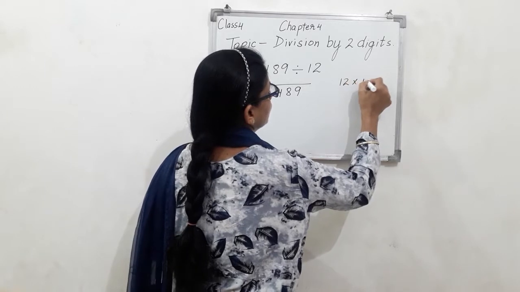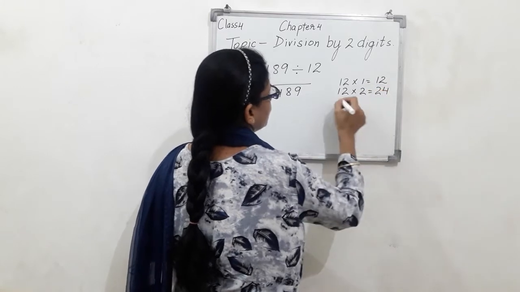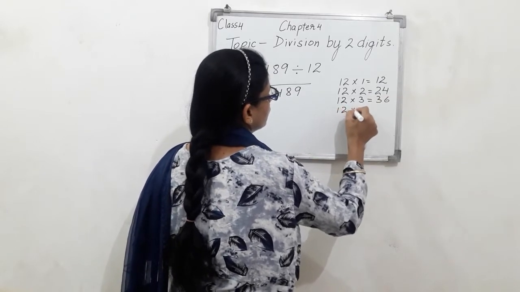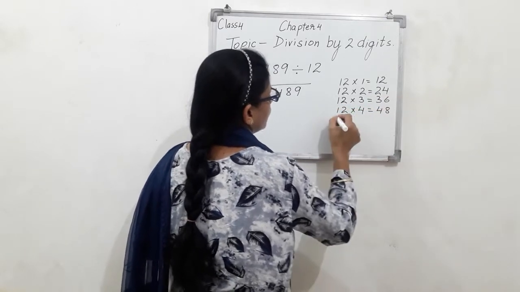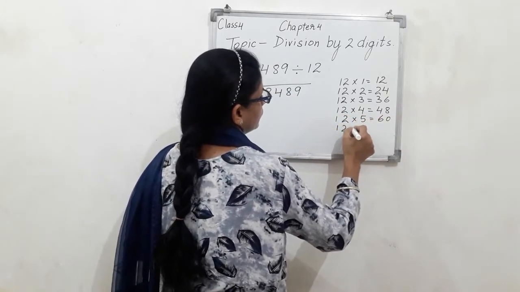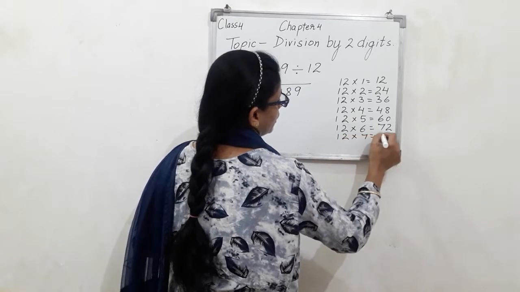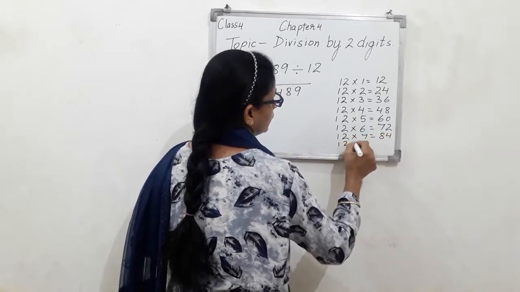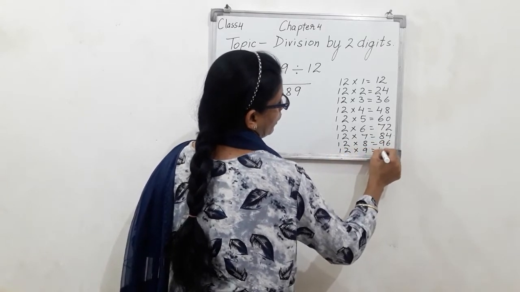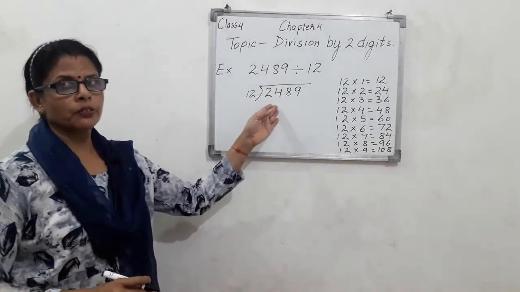12 ones are 12, 12 twos are 24, 12 threes are 36, 12 fours are 48, 12 fives are 60, 12 sixes are 72, 12 sevens are 84, 12 eights are 96, 12 nines are 108.